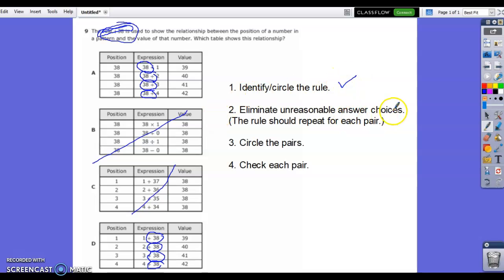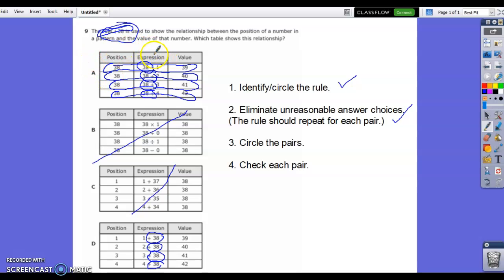So we've identified the rule, eliminated unreasonable answer choices. Next thing you're going to do is you're going to actually check each one of the pairs to see if the rule is applied correctly. So you would want to make sure that students are seeing that the pairs and the relationship are next to each other in this type of table, like this. So they can see the relationship between the pattern, between the number pairs. And you don't have to do it on the ones you've eliminated, just on the ones that you have left.